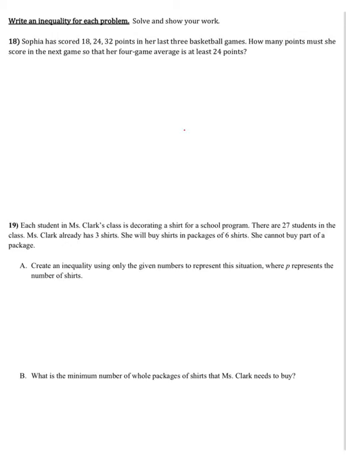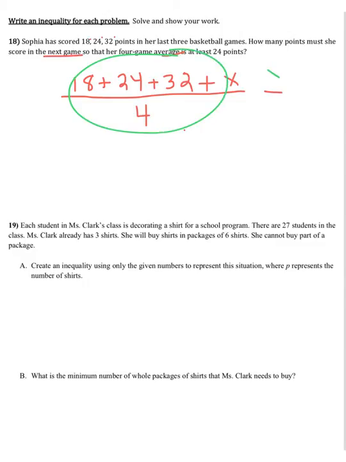Sophia has scored 18, 24, and 32 points in her last 3 basketball games. How many points must she score in the next game so her average is at least 24 points? Okay, averaging problem. We worked on these. So you would take 18 plus 24 plus 32. That's her 3 basketball games, but how many must she score in the next game? So that would be plus X. And all that to find the average would be over 4. So all of this has to be equal to or greater than 24. Okay?